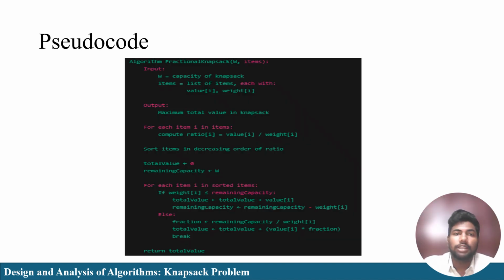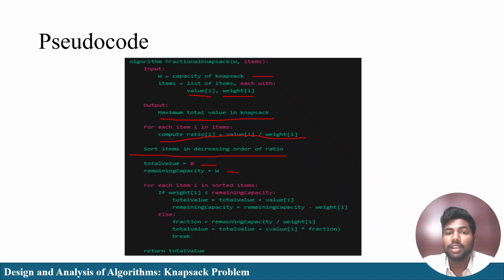Pseudocode for the knapsack problem. Initially declare a variable that stores the capacity of the knapsack and two arrays: value, which indicates the profit of each and every item, and weight, which is the weight of each item. The output we have to compute is the maximum total profit of items inserted in the knapsack. For each item, compute the ratio between the profit and weight. Sort them in descending order and declare a variable to store the weight every time after inserting an element into the knapsack, and the remaining capacity to update the weight every time after inserting an element.